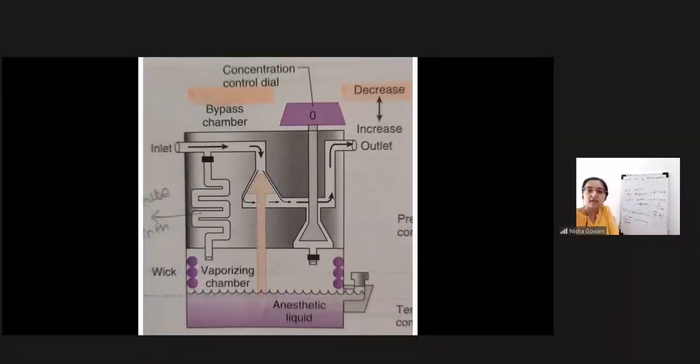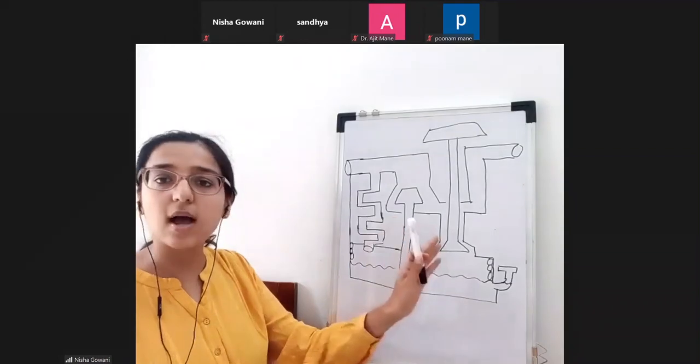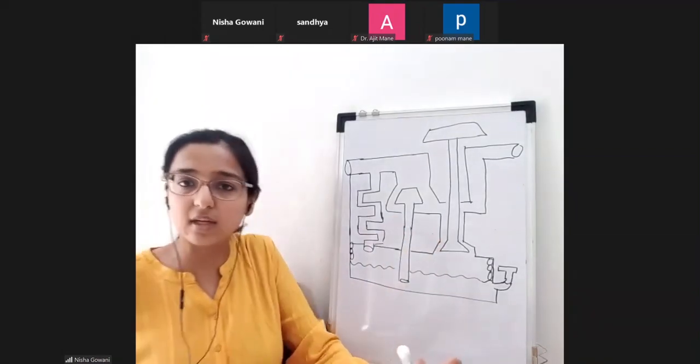Parts. Obviously, there is an inlet of the vaporizer, there is an outlet. There is this bypass chamber over here, and there is a vaporizing chamber. And here this is an assembly from where I can fill the liquid agent, and this is the anesthetic liquid. So now this is the schematic diagram of a variable bypass vaporizer.